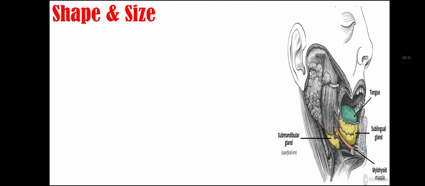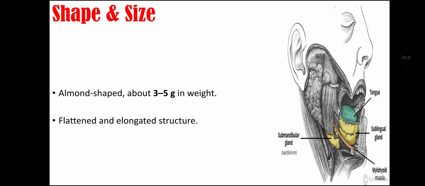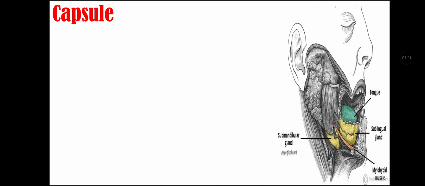Talking about shape and size of sublingual gland, it is almond shaped and it is about 3 to 5 grams in weight. As you can see in the diagram, the sublingual gland is below the tongue and it is above the mylohyoid muscle. It is a flattened and elongated structure.